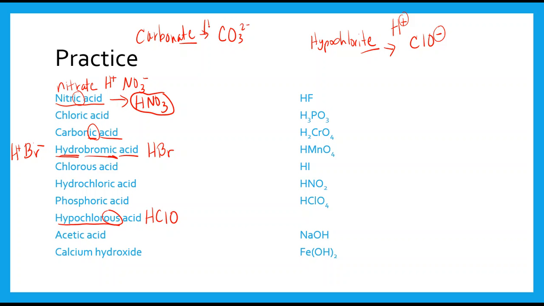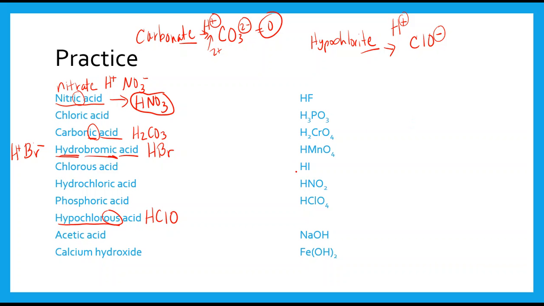Good. Now in this case, when I combine it with H, how many H's do I need for that formula? I need 2, right? So this one's going to be H2CO3 because I need 2 pluses to balance the 2 minus, and that equals 0. Don't forget, we're always trying to add it up to 0 with the charges. All right, so those are some examples of how to write the formula from the name.